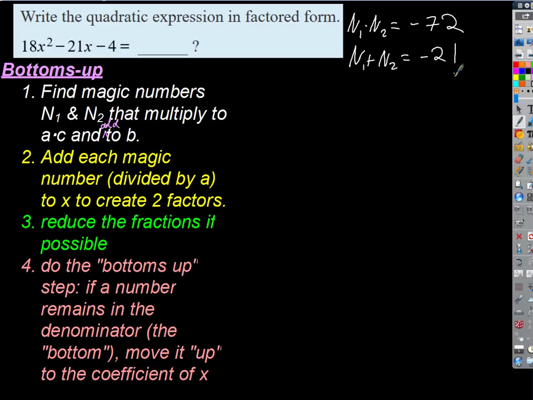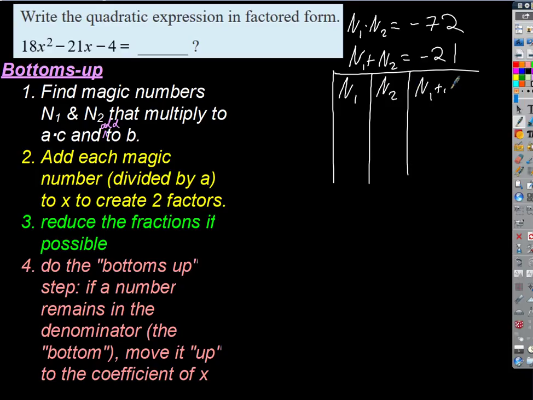So this part is just the same as before, right? What do we know about the signs of the numbers? If they multiply to a negative and add to a negative, what's that tell you? So there's going to be a negative and a positive, and the negative has to be bigger, right? So when we make our table, that's useful. We've got n1, n2, and then n1 plus n2.